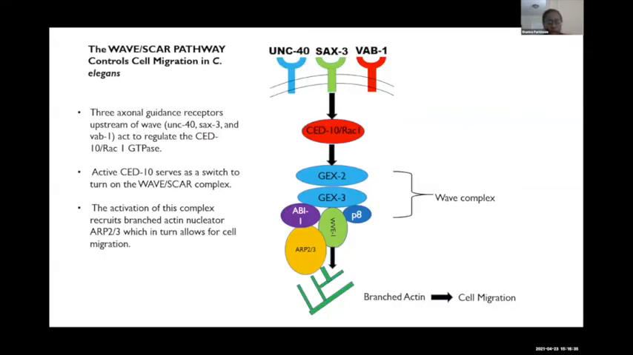So we know that the wave-scar pathway controls cell migration in C. elegans, as illustrated here. And what we have here is 3 axonal guidance receptors, UNC-40, SAX-3, and VAB-1, that control cell migration in C. elegans. So these receptors send a message to the GTPase CED-10 RAC1, and this GTPase acts as a switch to turn on the wave complex, illustrated here. These genes activate the wave complex.